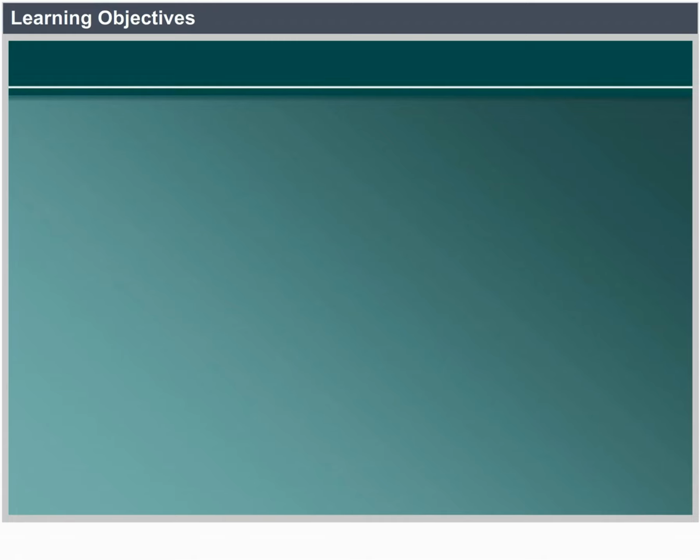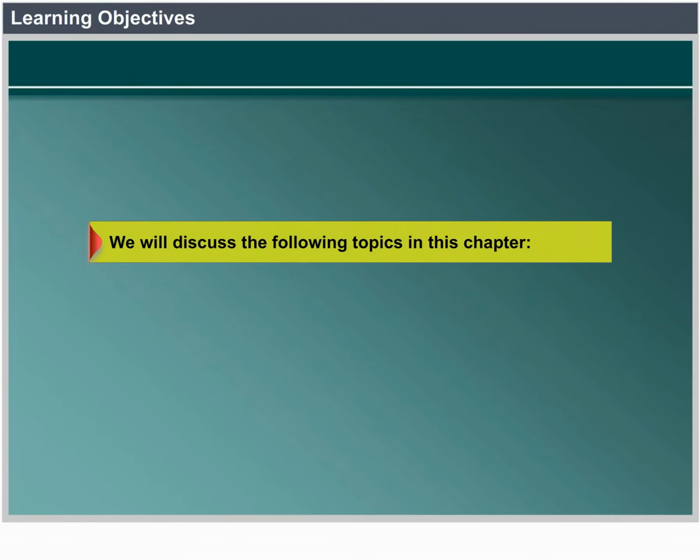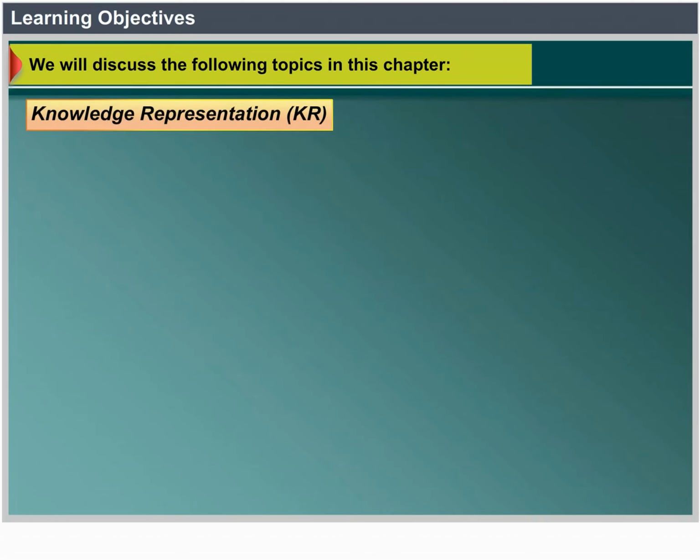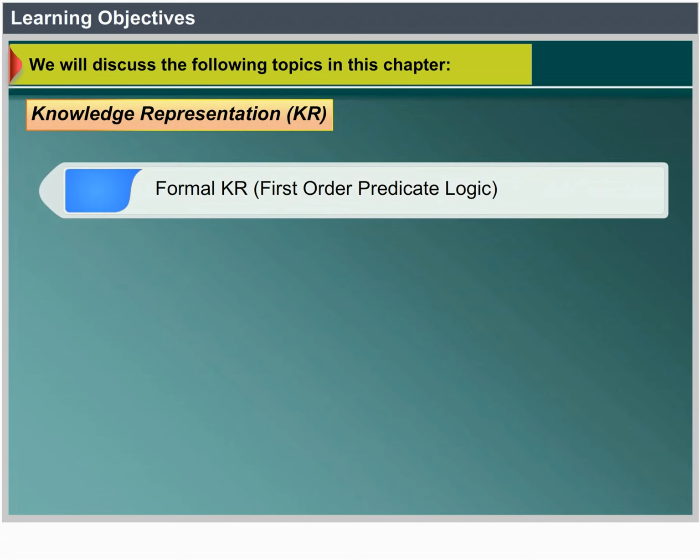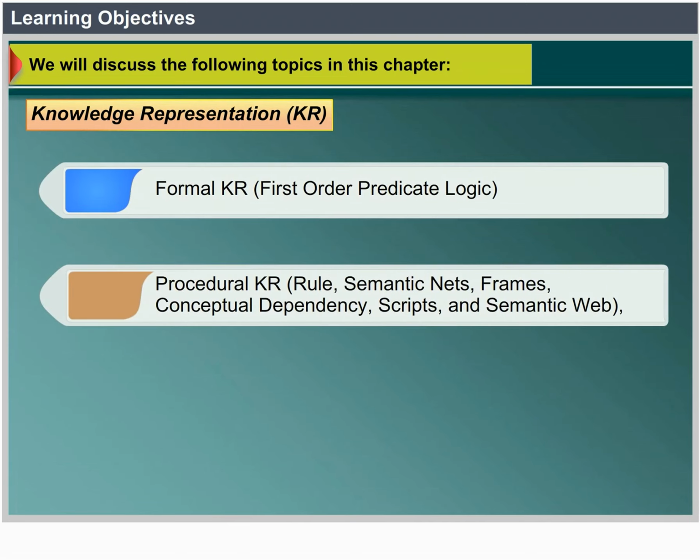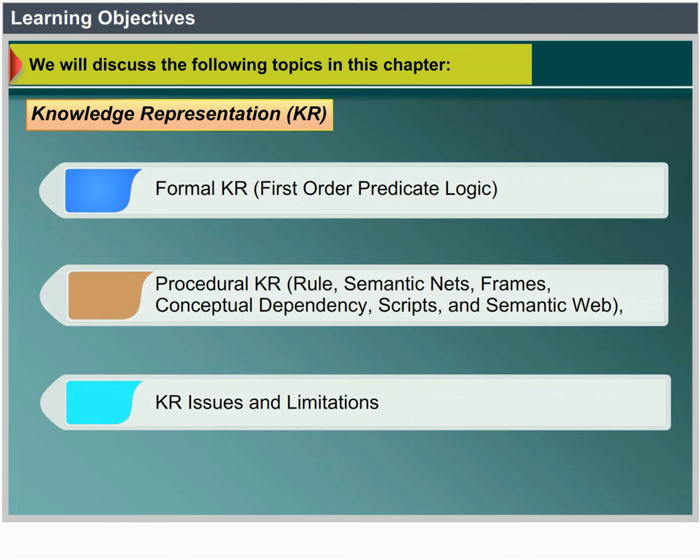Learning objectives. We will discuss the following topics in this chapter. Knowledge representation, KR. Formal KR, first order predicate logic. Procedural KR, rule, semantic nets, frames, conceptual dependency, scripts, and semantic web. KR issues and limitations.